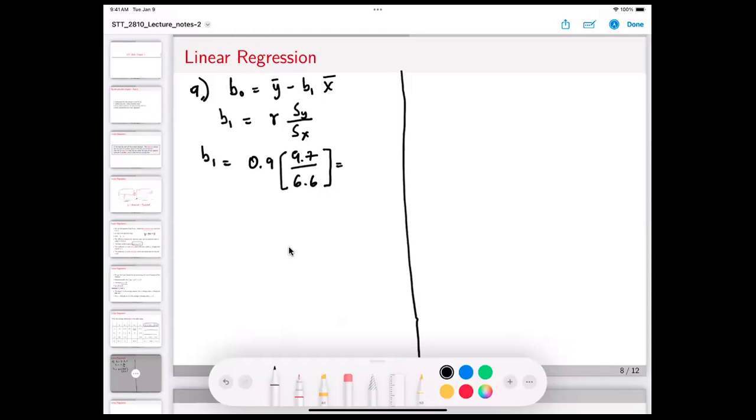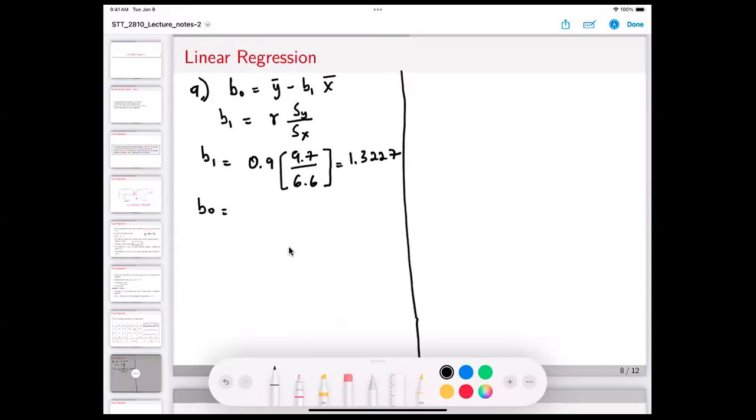So all you need to do is to do 9.7 divided by 6.6. And then you multiply that answer by 0.9. When I did that, I got 1.3227. Can somebody also confirm whether they got the same thing? Okay, good. Now let's find beta naught.